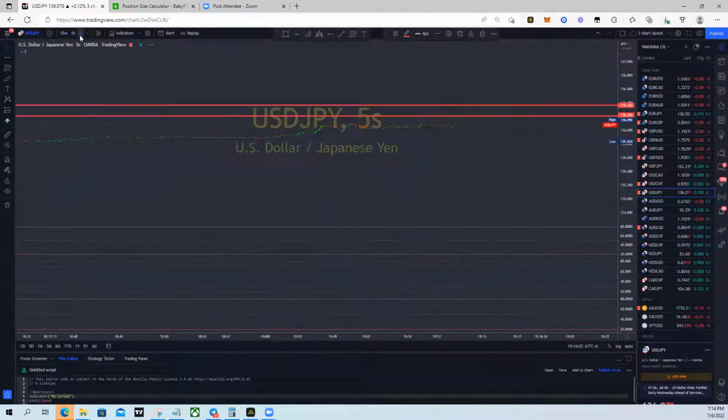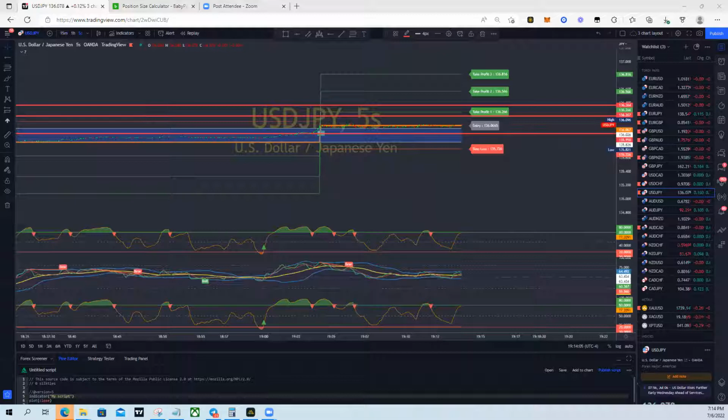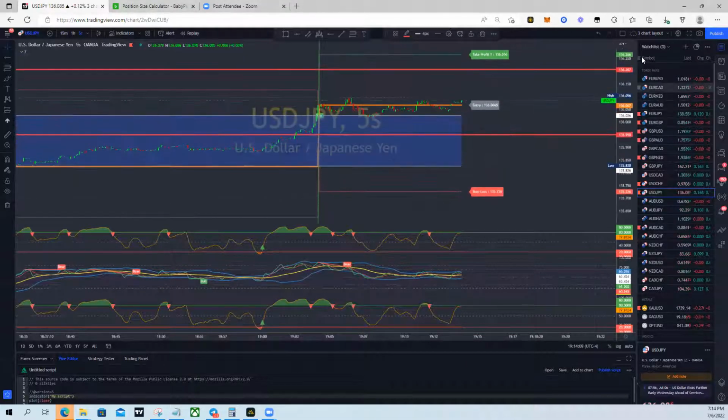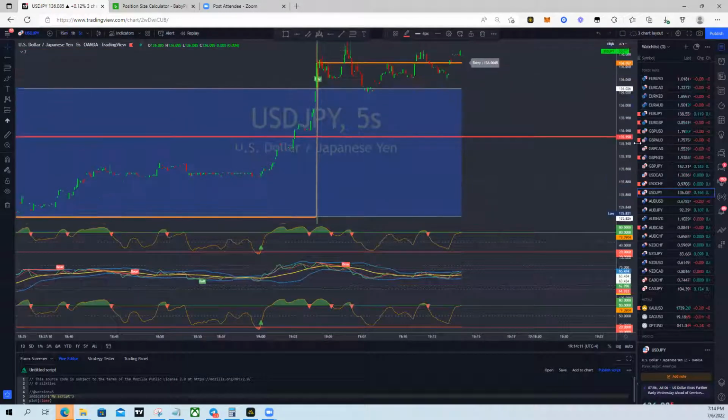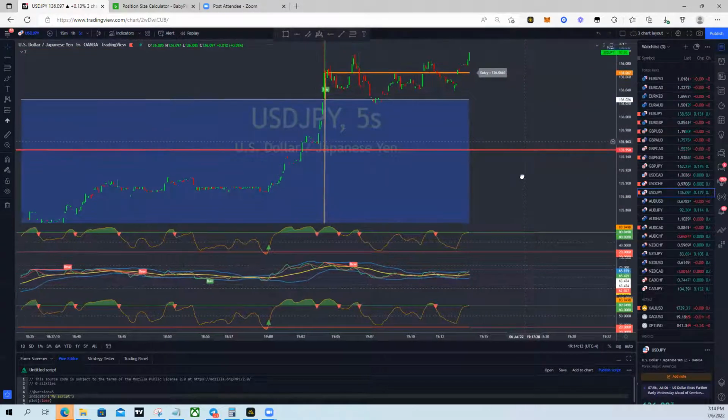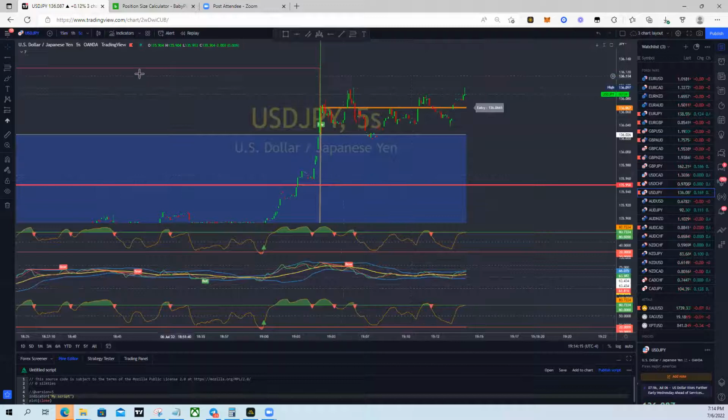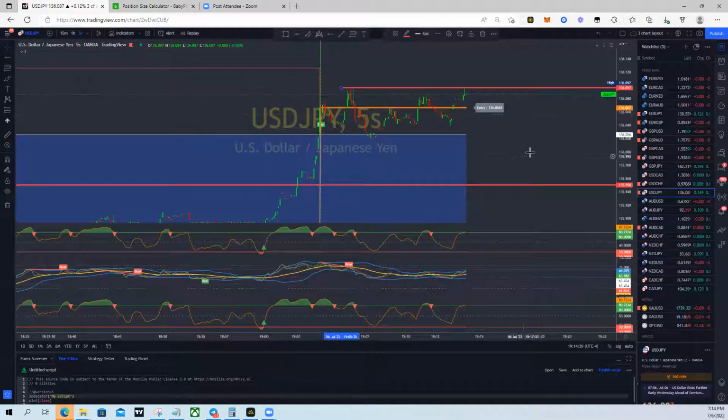Let's see. What else is running? What is this? Yeah, UJ's gone. It's a goner. UJ's gone. Right now, this is our current resistance on a 5-second chart. If it goes above that, it's a wrap.